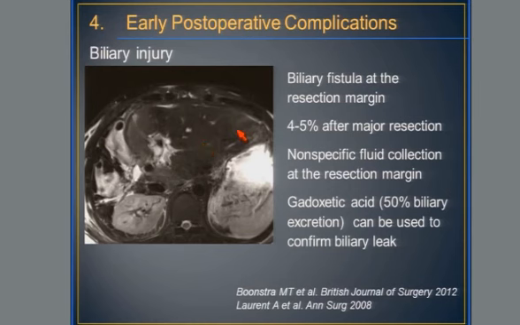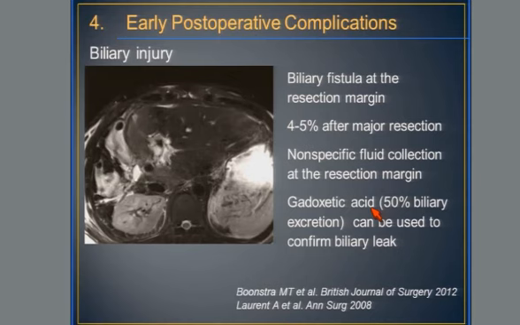Biliary injury is not often visible after liver resection. It is observed in 4 to 5% of cases after major resection. CT and MR imaging can show a non-specific fluid collection at the resection margin. Some authors use gadoxetic acid because it has a biliary excretion, so you can see on MR an enhanced leak due to the leak of gadoxetic acid after injection.